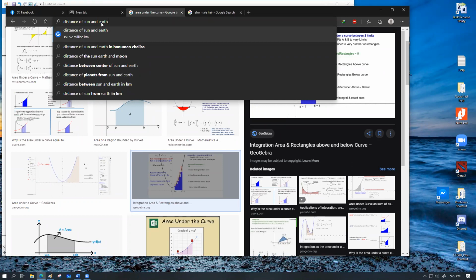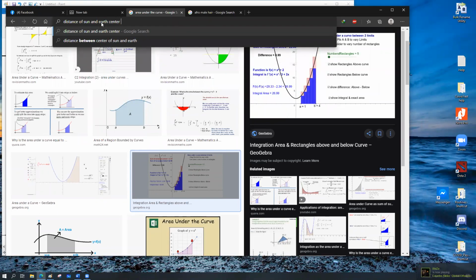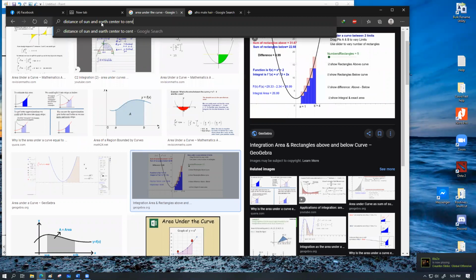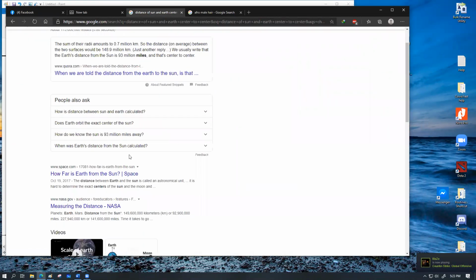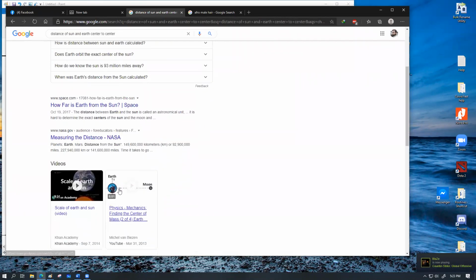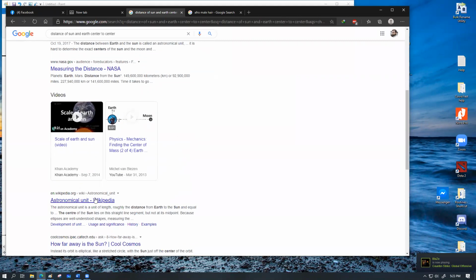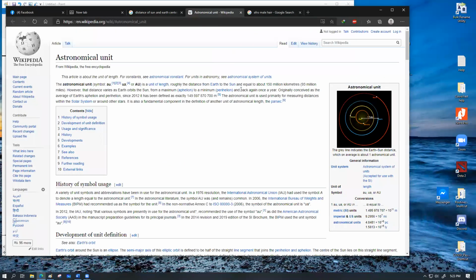150 million kilometers. I need to get this center to center. Something like that. It's a pretty large distance, to be honest. How far is the sun from the Earth? Measuring the distance, now also scale, astronomical unit. This might help us.